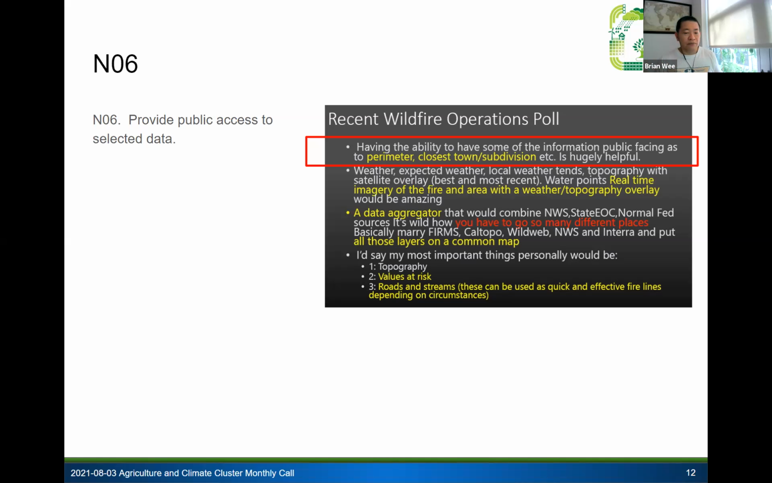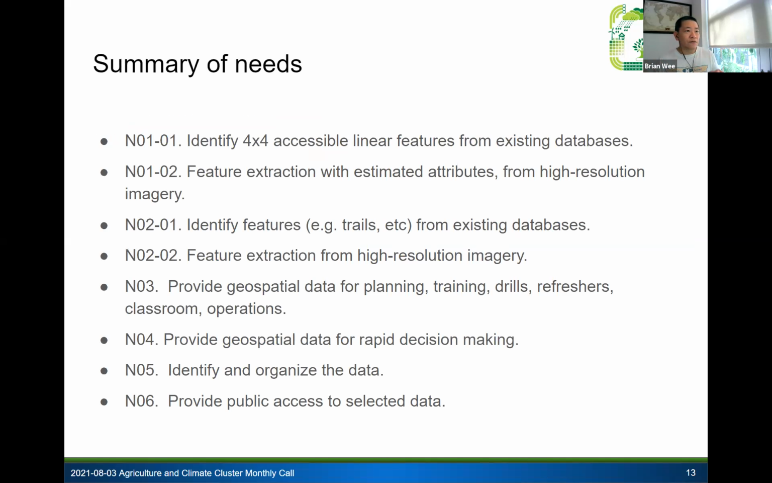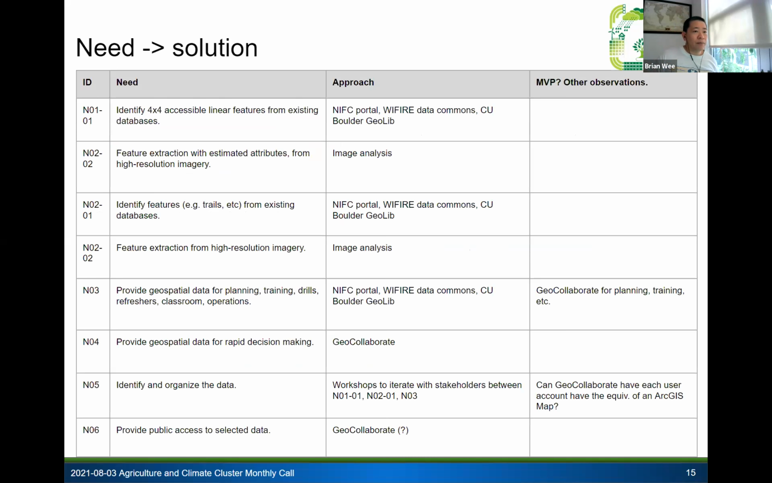And with that, hang on, we're running out of time. So I would like to flash to this screen and explain myself a little bit regarding the last need that you heard. This table is just a quick recap of all the needs from the previous slides. The last need that I identified: provide public access to selected data.